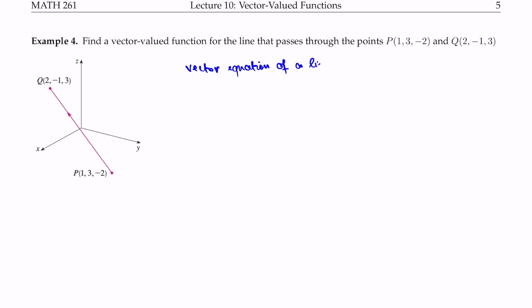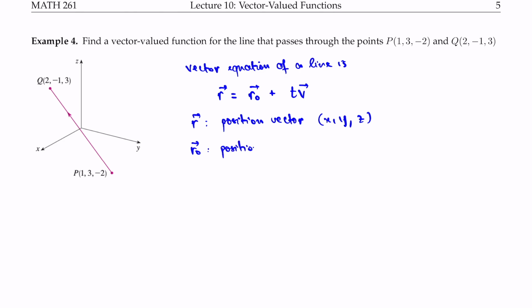The vector equation of a line is r equal to r0 plus t times v, where r is the position vector that we're looking for in terms of x, y, and z. r0 is the position vector of the form x0, y0, and z0. And again, the position vector is a vector connecting the origin with the point in space. t is the parameter that we're going to specify later, and v is the direction vector.